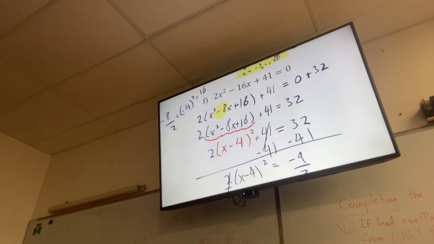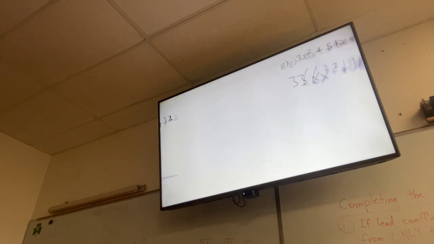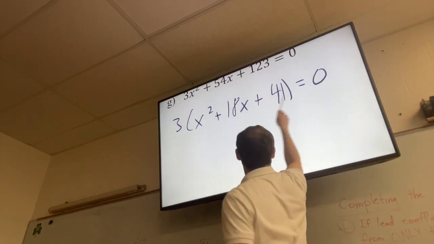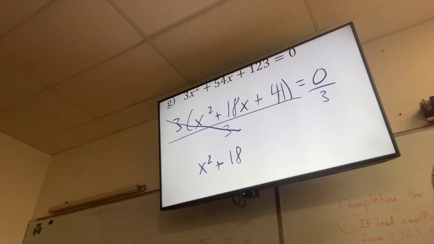So you pull the 3 out of every term. Right, on this other one I couldn't do that, because 41 is not divisible by 2. There was no GCF. Here there's a GCF of 3. So I can rewrite it as 3 times these 3 terms equals 0, okay? And how do I get rid of that 3? Divide by 3. If I divide by 3 on both sides, the 3's cancel out. What's 0 over 3? 0, yep.